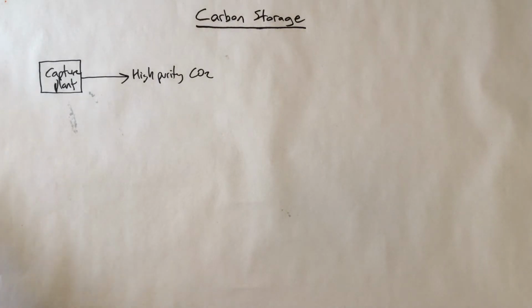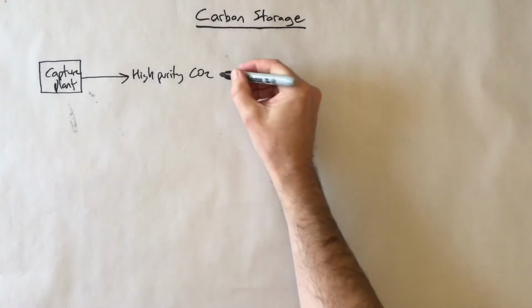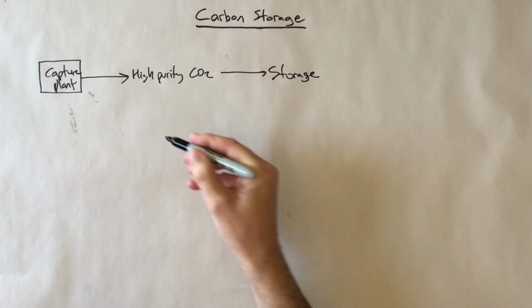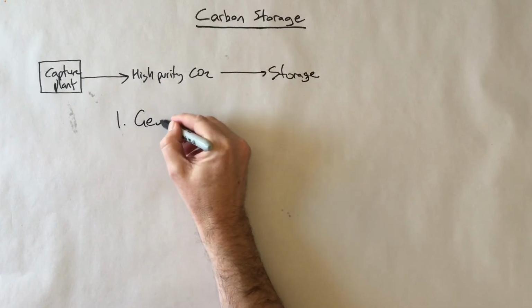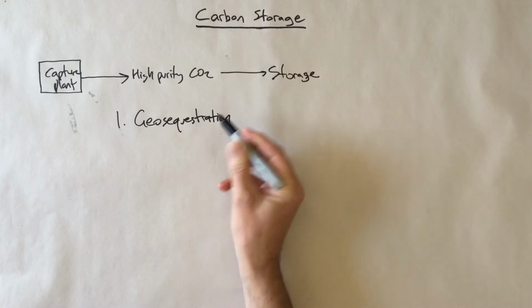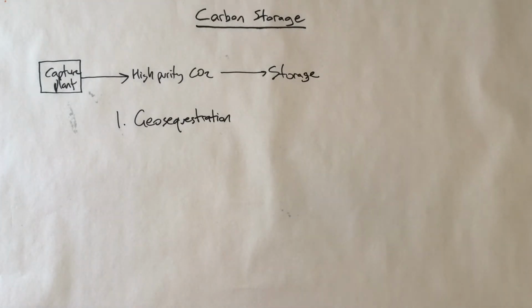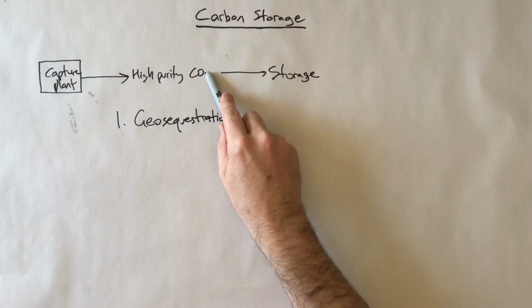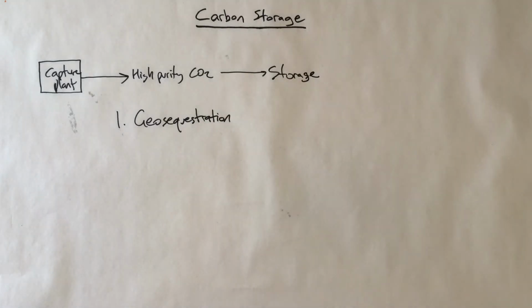So the first one, and one that gets a fair bit of attention, is, so where does this go? This goes off to storage. The first one is something known as Geo Sequestration. So what does that mean? Geo means earth, sequestration means storage, so storage in the earth. And that can happen a few different ways, but essentially what it involves is taking this high purity CO2 stream, pressurizing it to a really high pressure to something we call supercritical CO2. That just means it's really high pressure. And ultimately inject it into the earth in one form or another. And so that can be done in a few different ways.